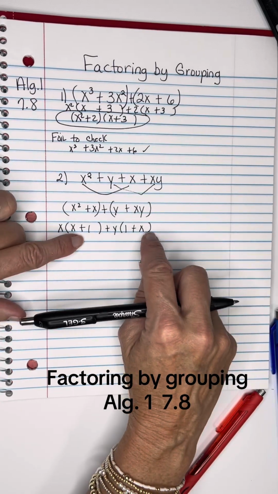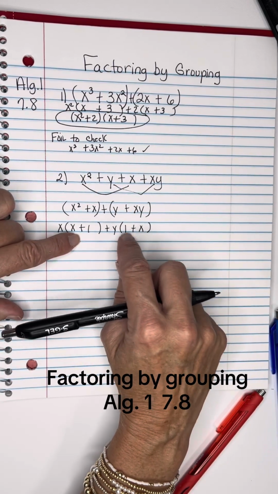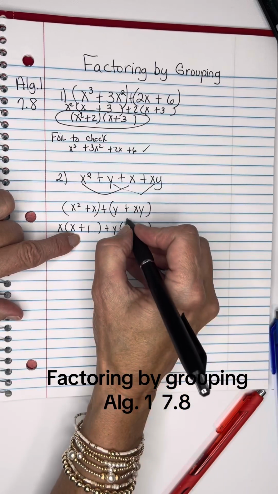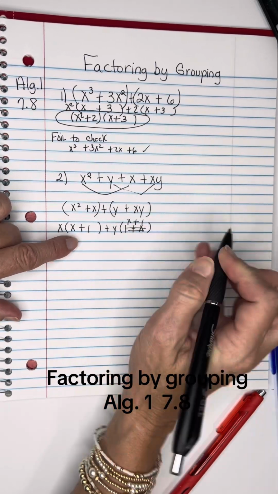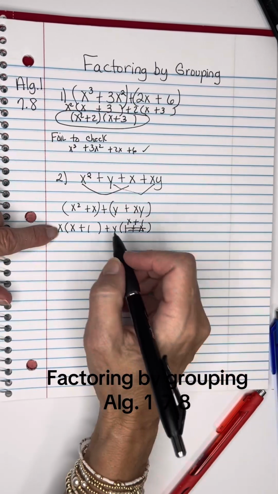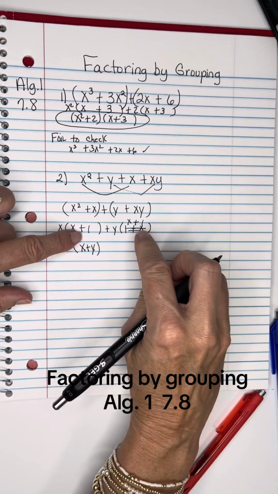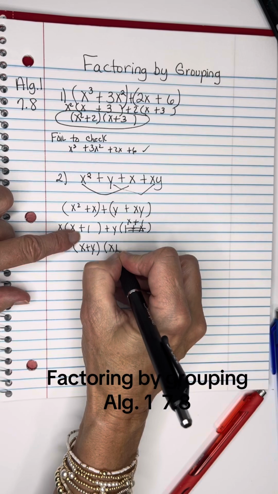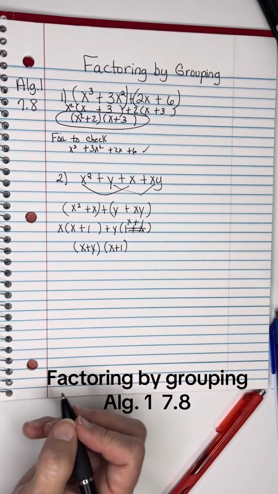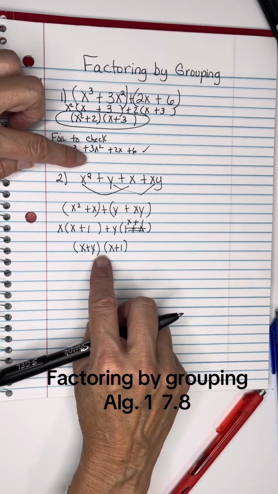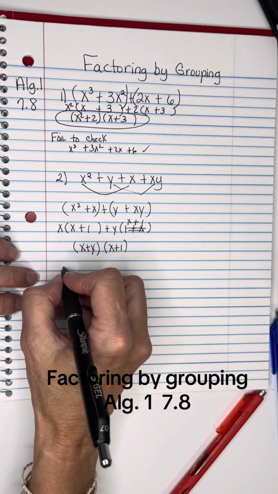Now, these are the same, even though I guess I should have written it the other way. I should have written it as x plus 1. And we see that they're identical. So I'm going to take the GCFs and write them once. And then I'm going to write that x plus 1 once. And then, of course, very smart to check it by FOILing.